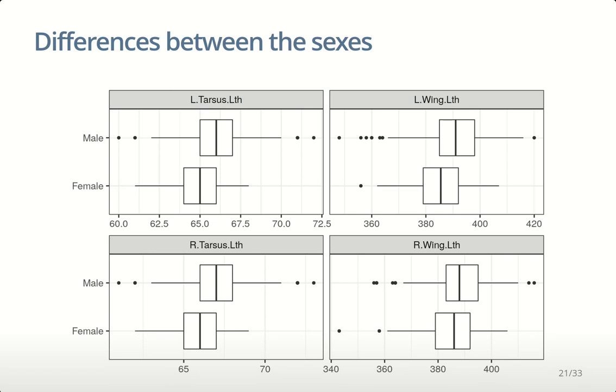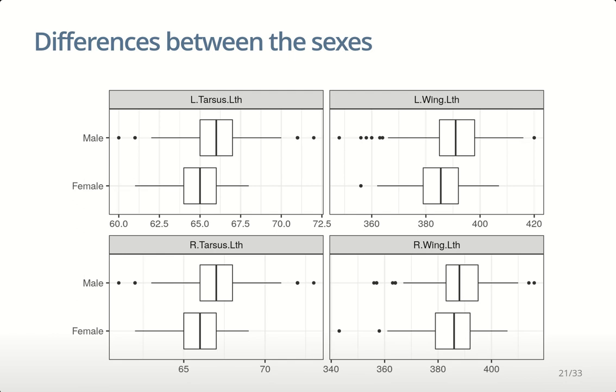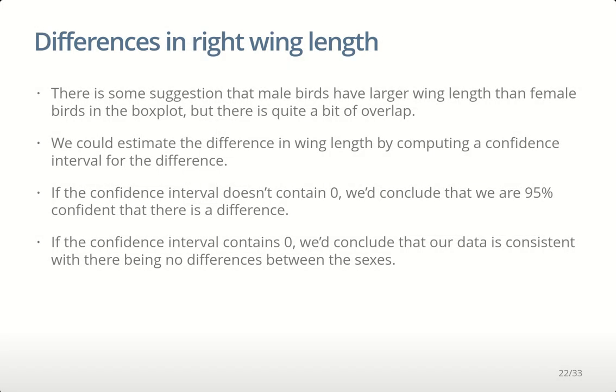And when we look at these measurement variables, we see generally the same pattern, right? That the males tend to be larger than the females in all of these measures. Okay, again, there's a lot of overlap, mostly symmetric data. So we could estimate the difference in wing length by computing a confidence interval for that difference, right? So we can compute a confidence interval for the difference in right wing length between the males and females. And then, of course, if the confidence interval for the difference doesn't contain 0, we conclude there's a difference. And if it does contain 0, we conclude that our data is consistent with there being no difference.